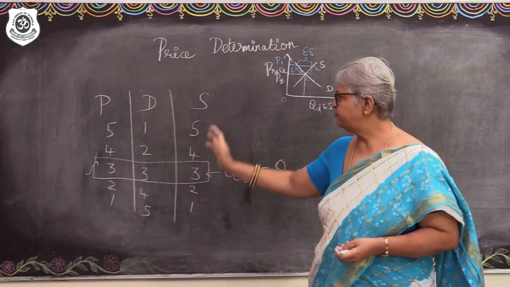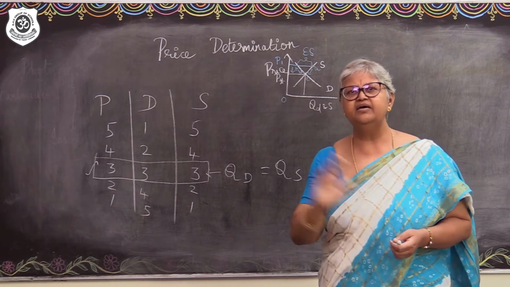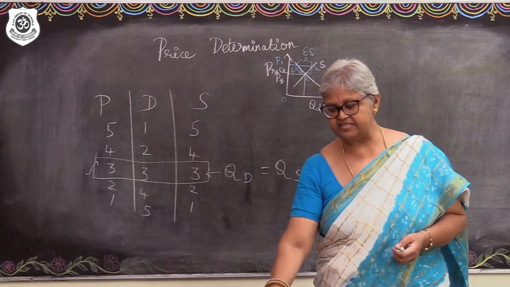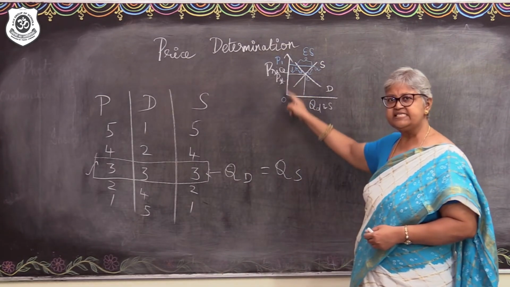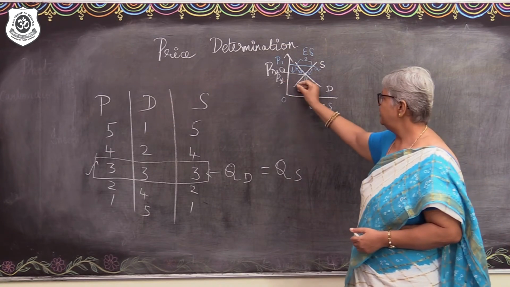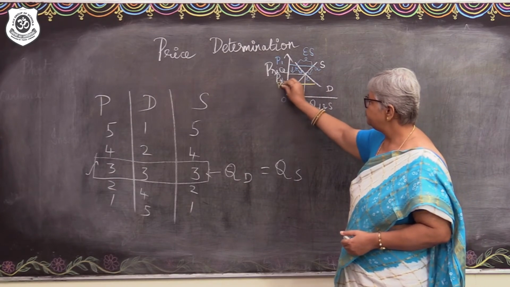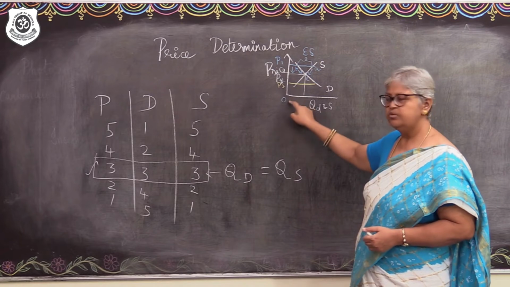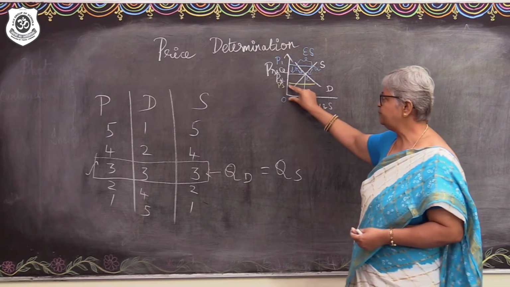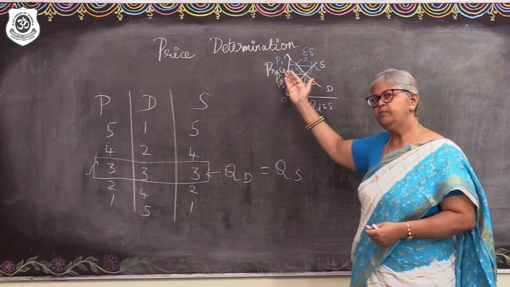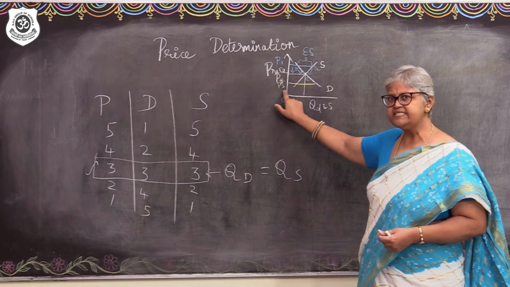Now, if the market price is going to be lower than the equilibrium price, then what happens? This is the equilibrium. OP star is the equilibrium price. If the market price is, say, P2, right? OP2 is the market price instead of OP star. Fine. So this P2 is a lower price compared to P star. Alright. At this particular price P2, what is happening?